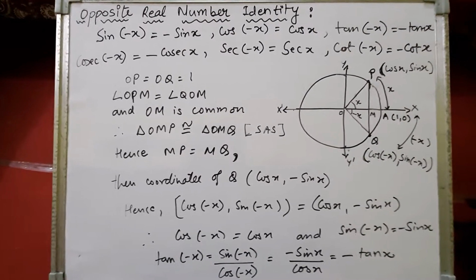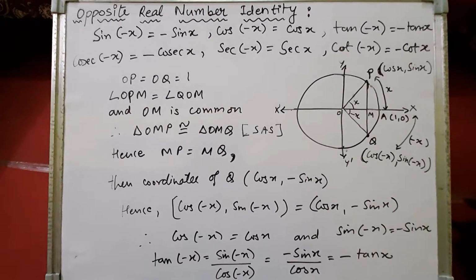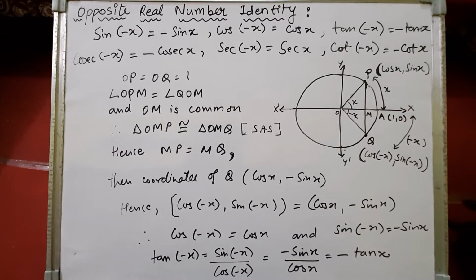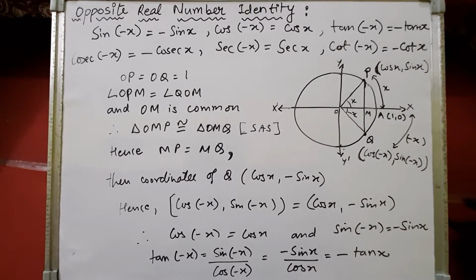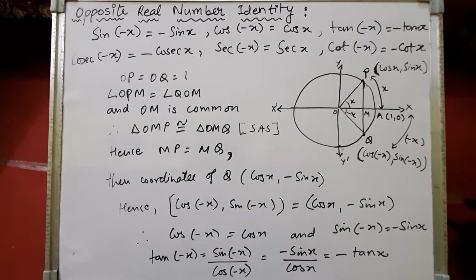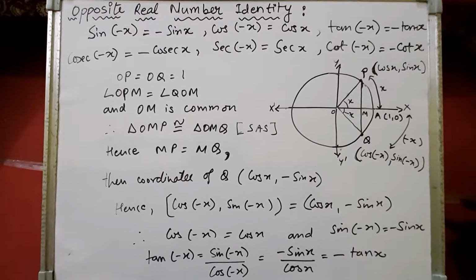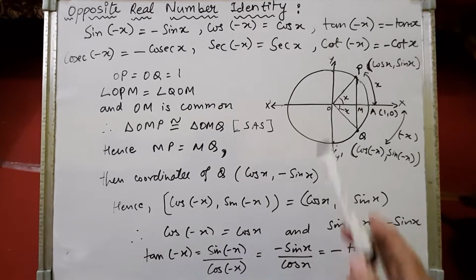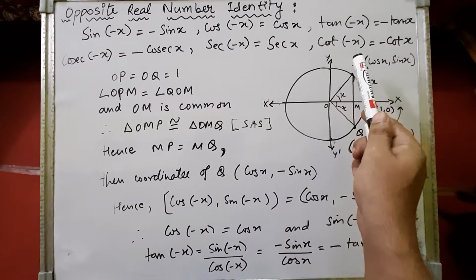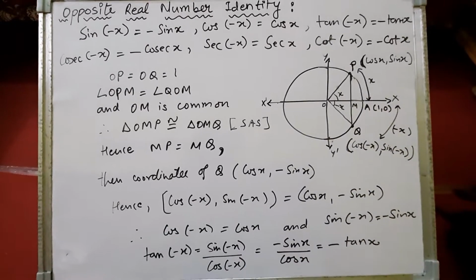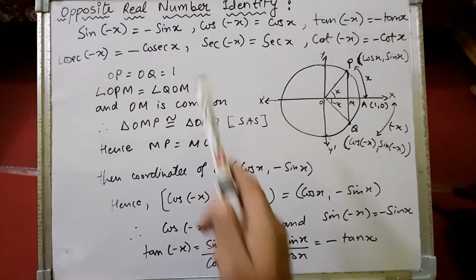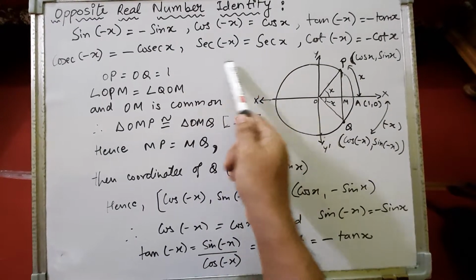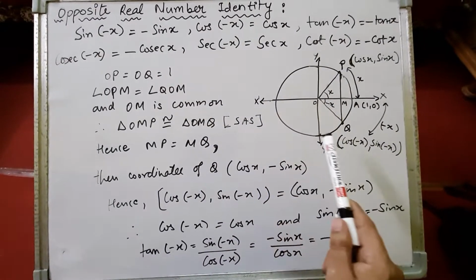Now let's see a few more formulas, children. Sine of minus x equals minus sin x. Cos of minus x equals cos x. Tan of minus x equals minus tan x. Cosec of minus x equals minus cosec x. Sec of minus x equals sec x. And cot of minus x equals minus cot x. Let's try to derive this one, and on this basis we will derive the other formulas, right? How they have come, let's try to understand and pay attention.